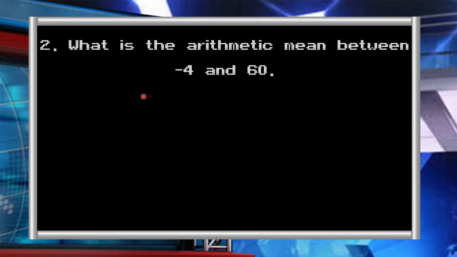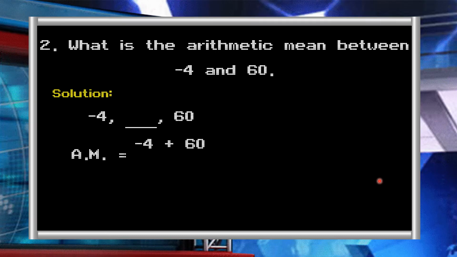Example 2. What is the arithmetic mean between -4 and 60? So, again, when we write this sequence, we have -4, and then the arithmetic mean, just one, it is not plural, and 60. So, we are dealing with 3 terms. Again, we can use the same formula, which is adding the first term and the last term divided by 2.